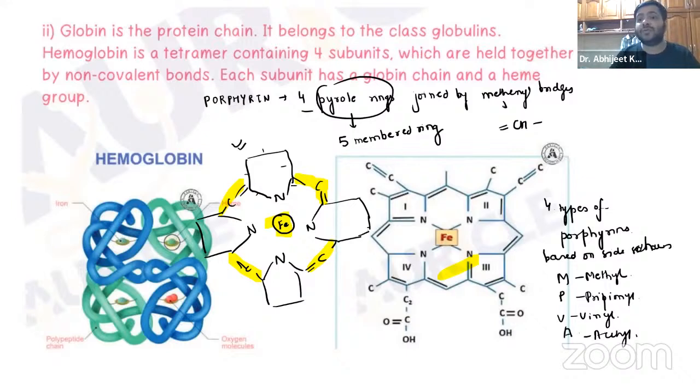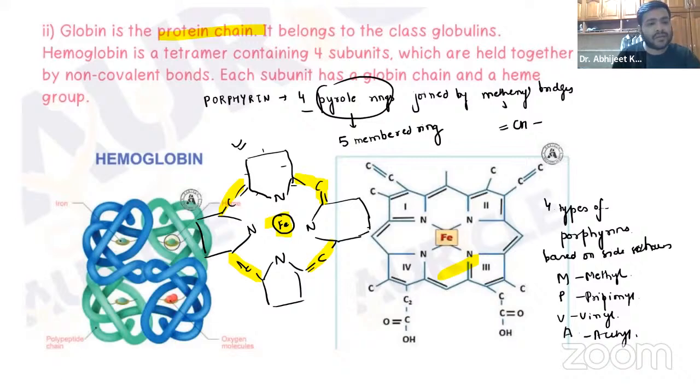When I say hemoglobin, heme consists of iron and these 4 pyrrole rings, which are linked together by these methenyl bridges. Apart from that, we have the globin. Globin, guys, you already know it is a protein chain. So you already know this globin basically belongs to a class of globulins, guys, right?